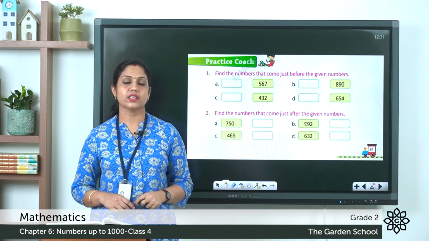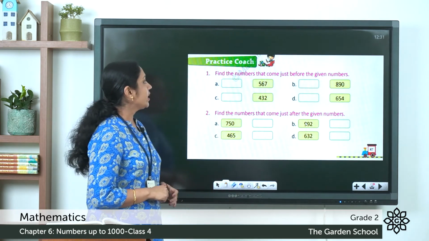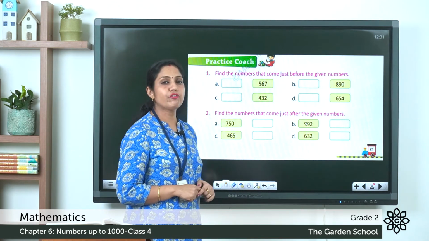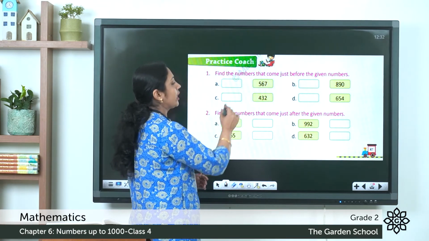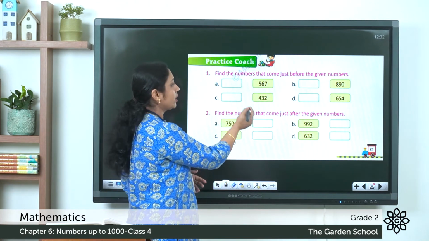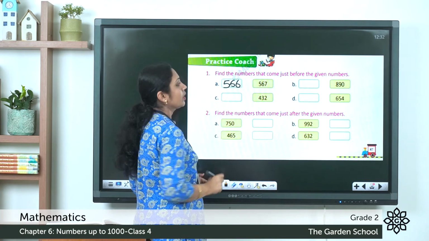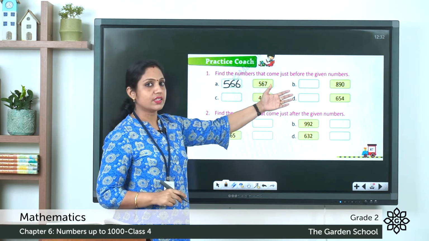Here in the textbook, page number 87, we have some exercises. You can open your textbook. So the first question is, find the numbers that come just before the given numbers. So first we have A, 567. Which number comes before the number? It is 566. Likewise, you can complete the other exercises.